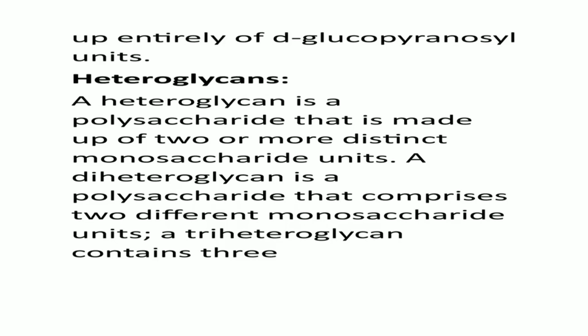Heteroglycans. A heteroglycan is a polysaccharide that is made up of two or more distinct monosaccharide units. A diheteroglycan is a polysaccharide that comprises two different monosaccharide units. A triheteroglycan contains three.